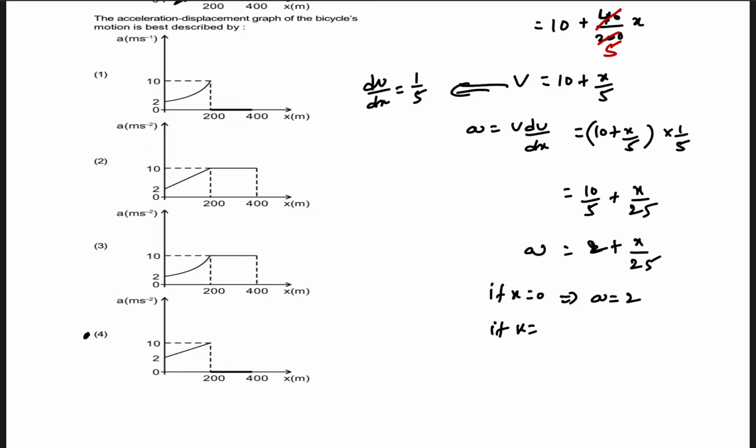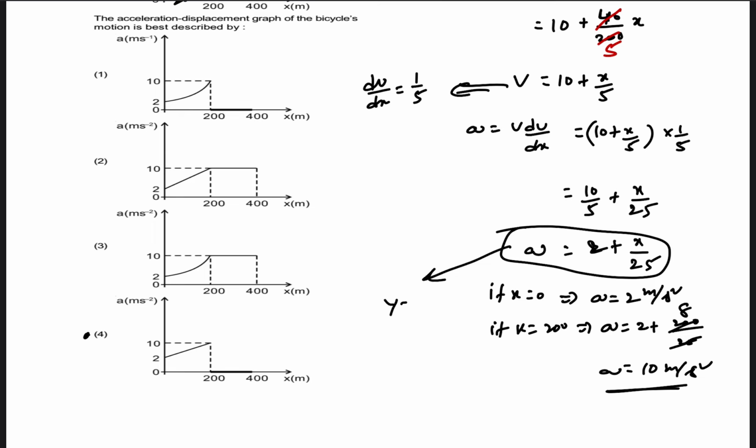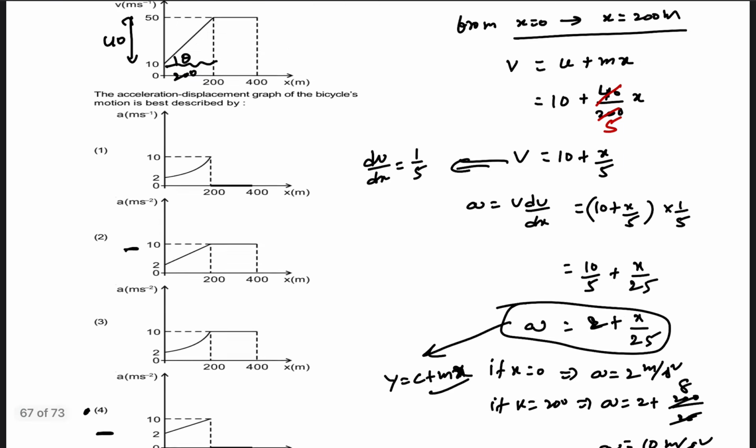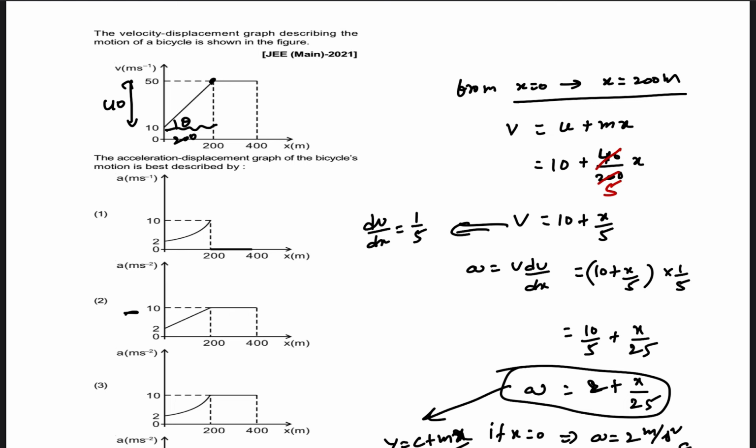Now substitute there. If x is equal to 0, acceleration value is 2. If x is equal to 200, we will get acceleration value is 2 plus 200 divided by the 25. 25 is 8 times get cancelled. 10 meter per second square we will get. Initially 2 meter per second square, finally this. If you see acceleration value, this graph is like a y is equal to c plus mx graph. Okay, positive slope, positive intercept. Where is it there? There are two graph possibilities, second graph and fourth graph.